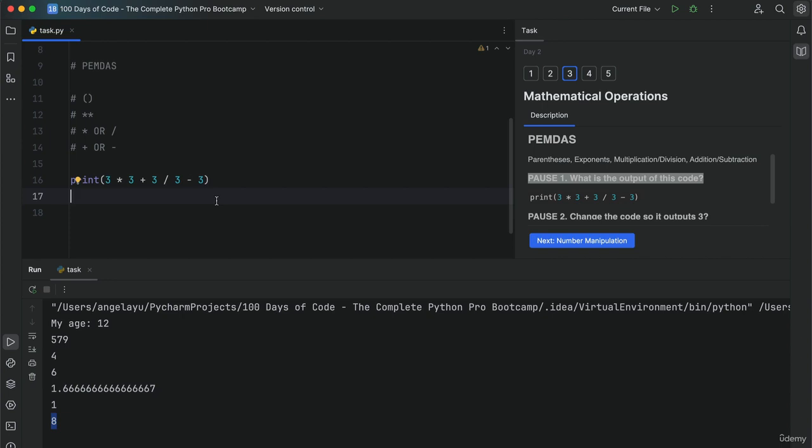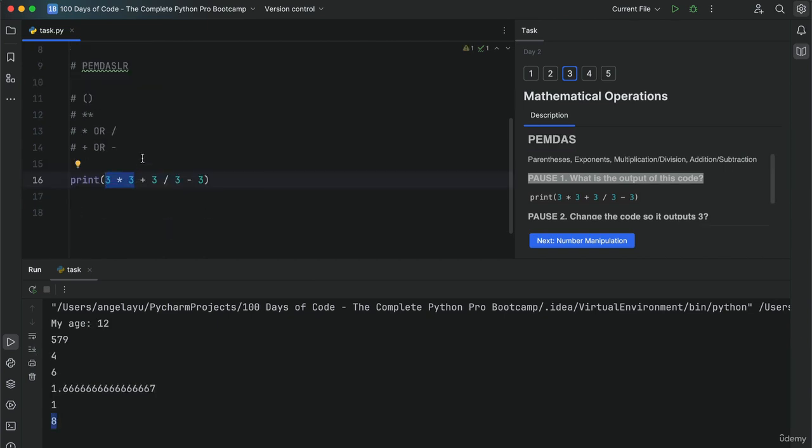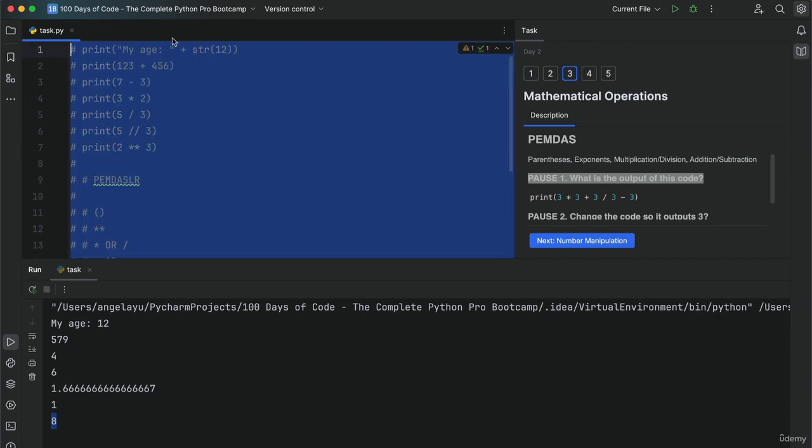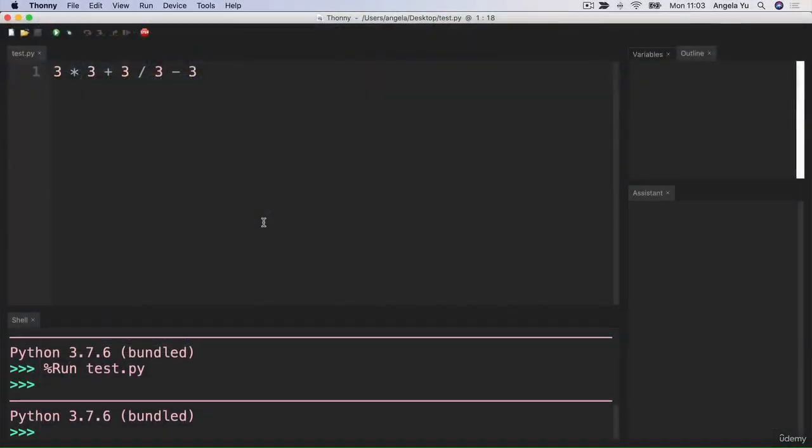So if it helps you, you might want to add LR to the end of this mnemonic. So it becomes PEMDASLR. Or at least that's the way I would think about it. So even if this was division and this was multiplication, this calculation will always get executed first. Coming back to the question I asked you, what do you think this number would be? Let's go ahead and comment out all the other code and run this line of code, and it will give us 7.